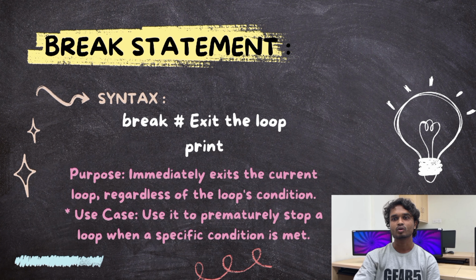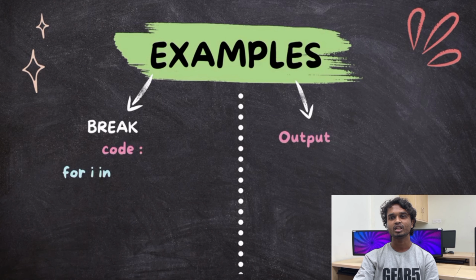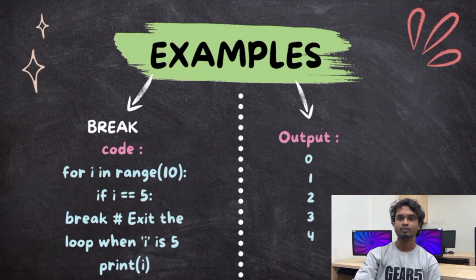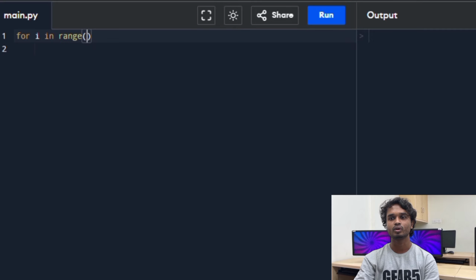Now we will write code for the break statement. We will write a program to print numbers in a range of 10. First of all, we will accept numbers from a range of 10. For that, we will start with a loop like for number in range(10). This line sets up a loop that will iterate through a sequence of numbers. On each iteration, the current number is assigned to the variable number.